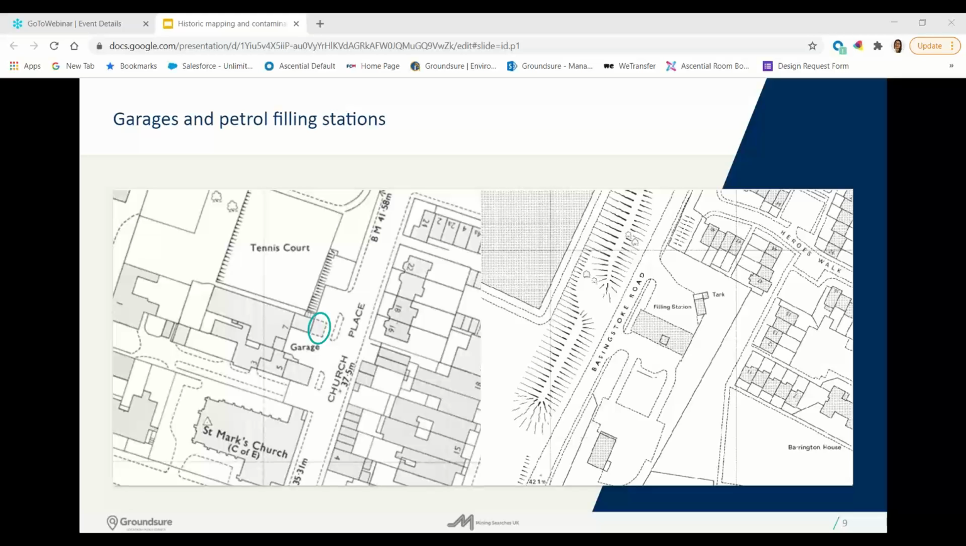There are actually a few distinctive features to look out for when you're looking at mapping, like you see on the screen. While it might be obvious for existing petrol stations, some that have been converted may not be as obvious.